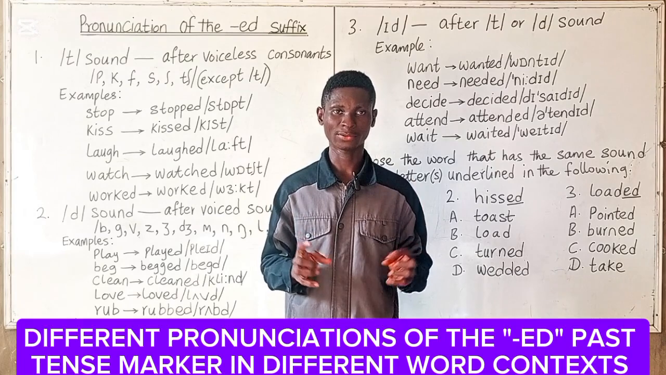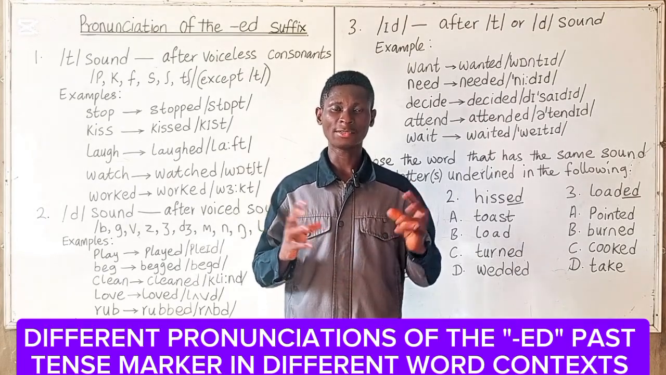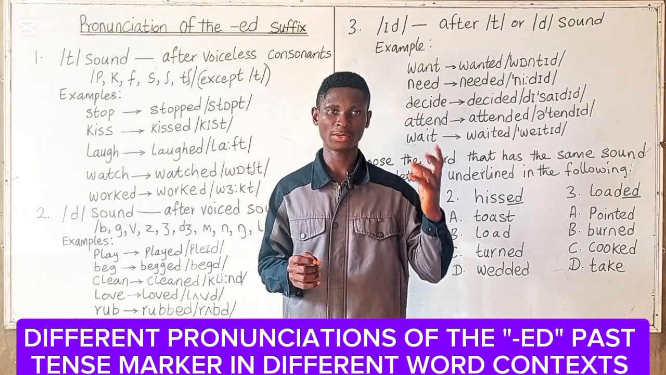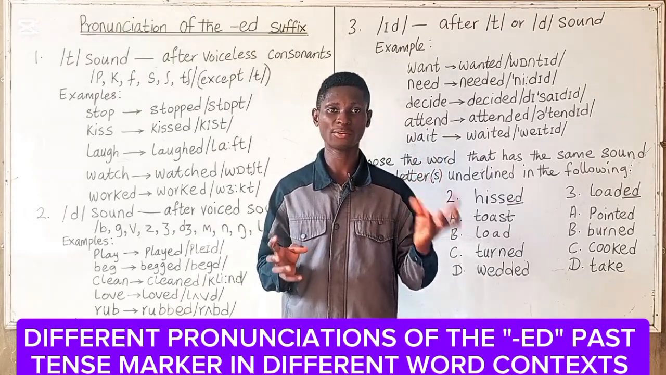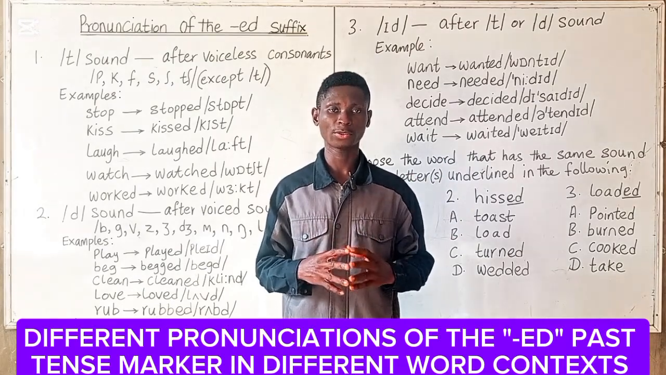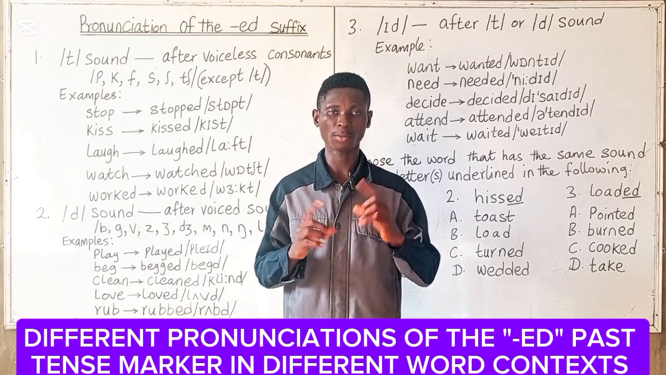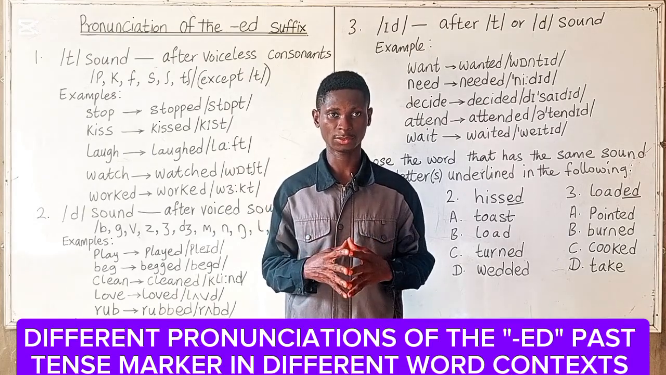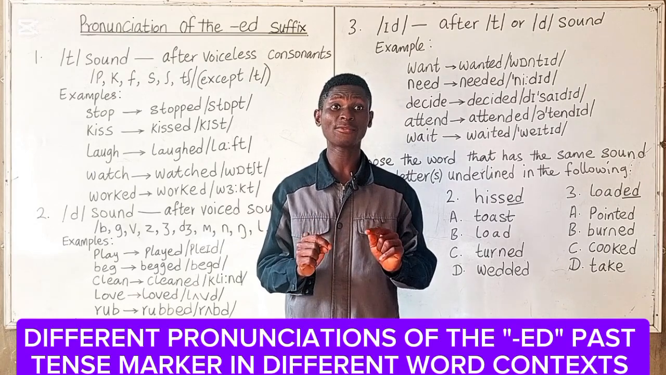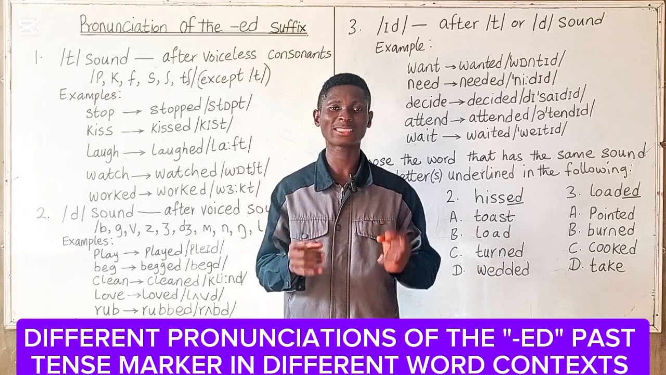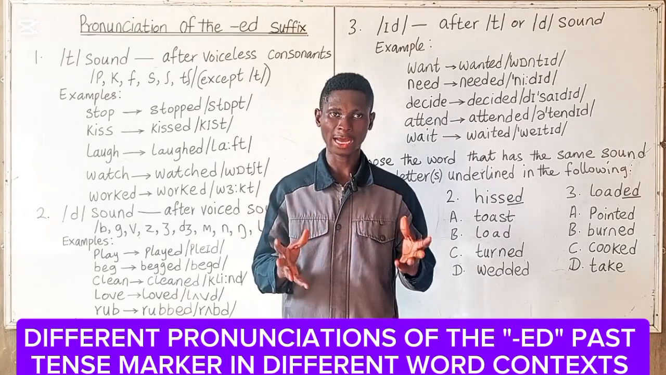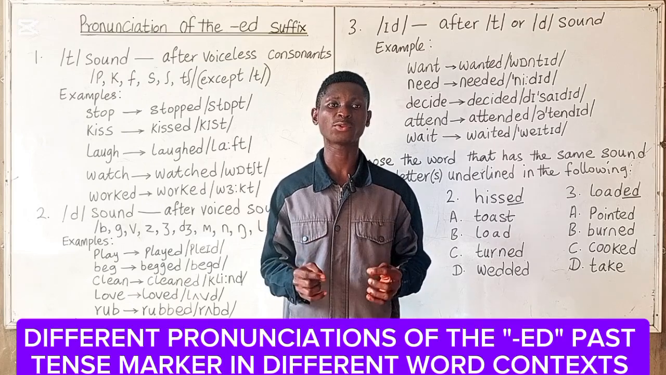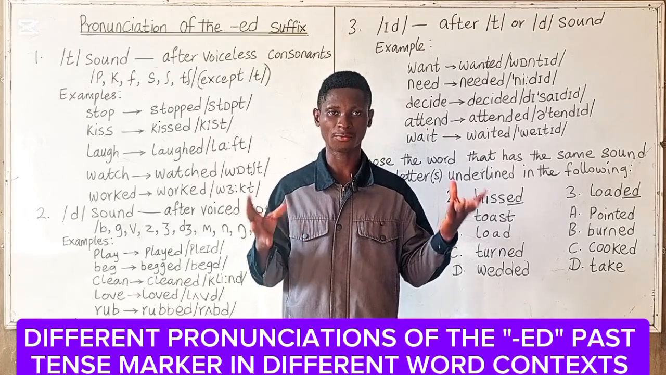Allomorphic variation implies the different ways of realizing a particular morpheme. A morpheme can be a letter or letters of the alphabet that carries meaning and can add meaning to a word. So the different ways we can realize one morpheme is what we mean by allomorphic variation. That's the point of concentration today. We want to focus on the different ways we can pronounce ed in words. And note that ed is the past tense marker because we use it to indicate the past tense form of verbs.